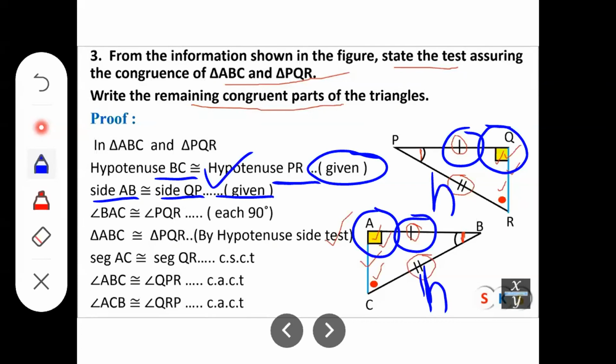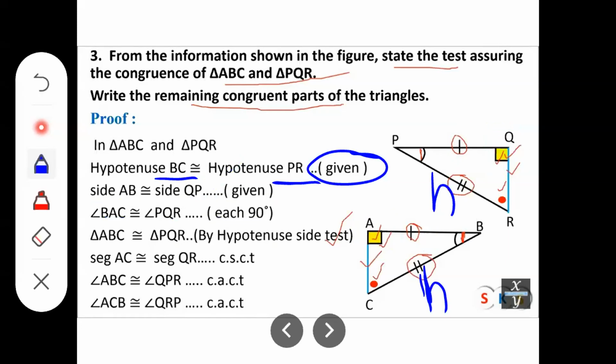The reason will be given here. And angle A and angle Q, as those are right angles, are also congruent to each other. The reason behind that is that each measures 90 degrees. So by the hypotenuse side test, both the triangles are congruent to each other.